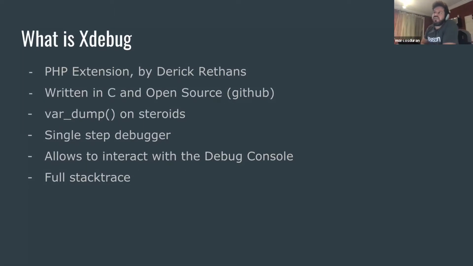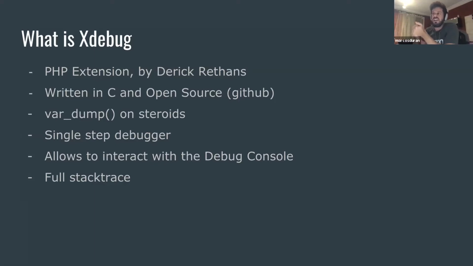So what is XDebug? XDebug was developed by this guy called Derick Rethans. I'm not sure if I spelled that right. It was developed in C, and you can find it open source on GitHub. It allows you to do loads of stuff. That's why I put var dump on steroids, because among many other things, it is a single step debugger, so you can easily examine data structures. You can walk through your code, and it allows you to do so much of that stuff that you usually output via var dumps and stuff like that.